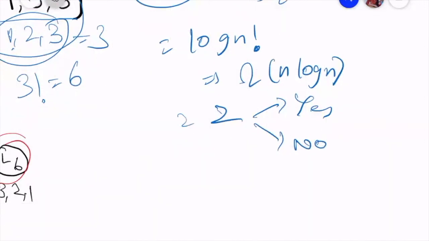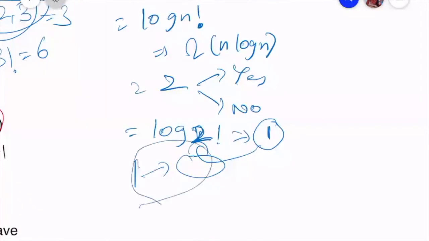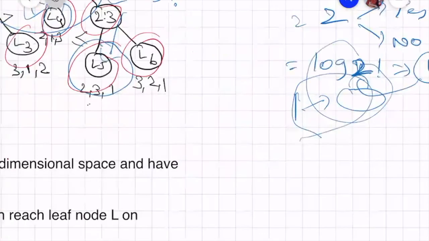So if we apply this in log n factorial, log 2 factorial will become 1. This is telling us that we are using only one operation to decide whether the output is yes or no. That means we are using only one operation to say whether all elements are distinct or not, which is not possible. This is the main reason we cannot use the sorting lower bound for our problem. Finally, we came to know that we cannot use the sorting lower bound for this problem. So let us see the new approach.